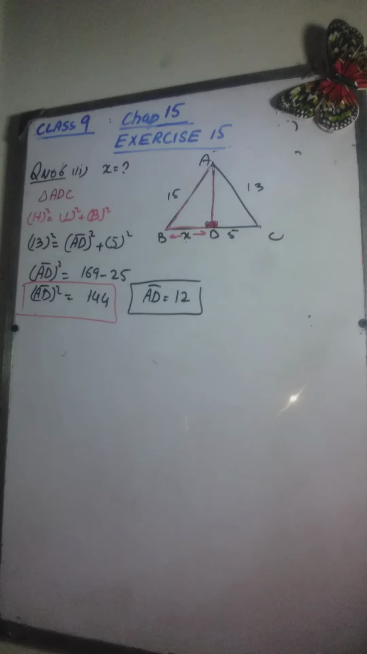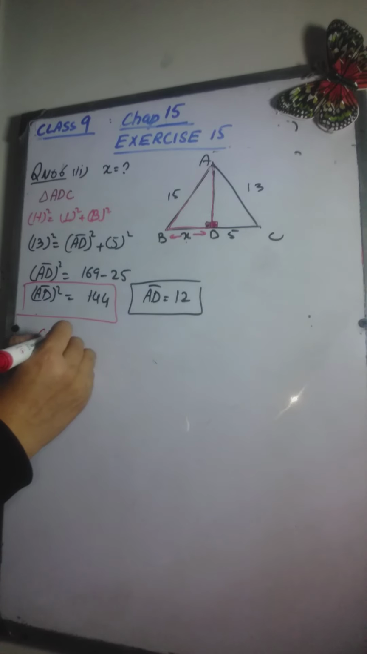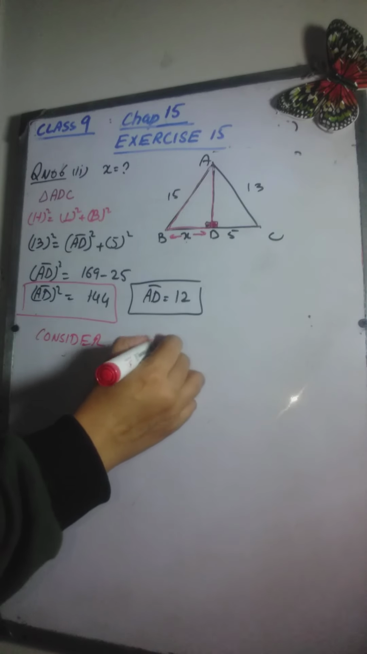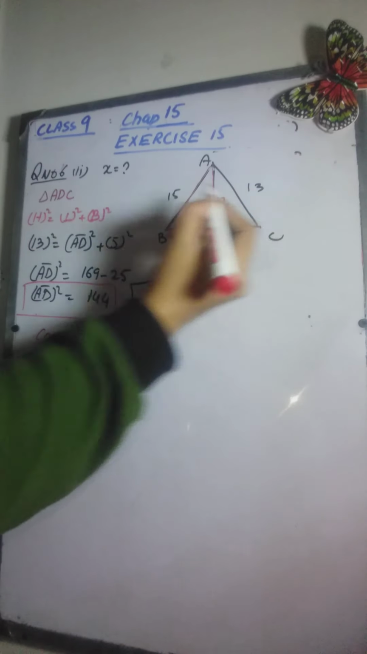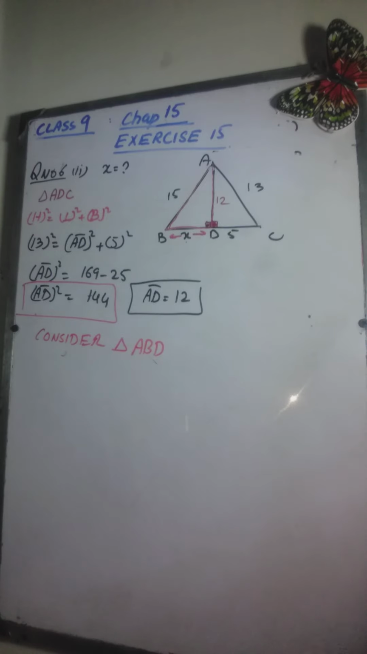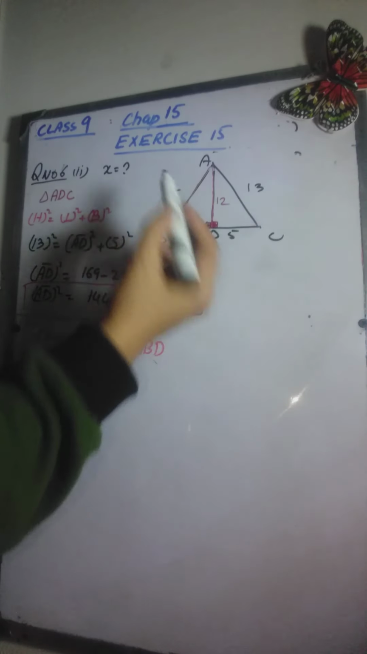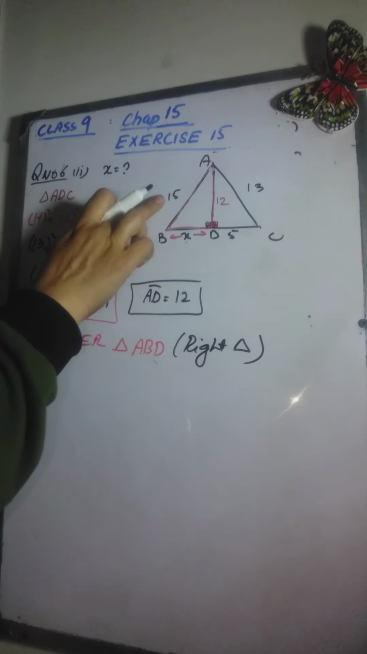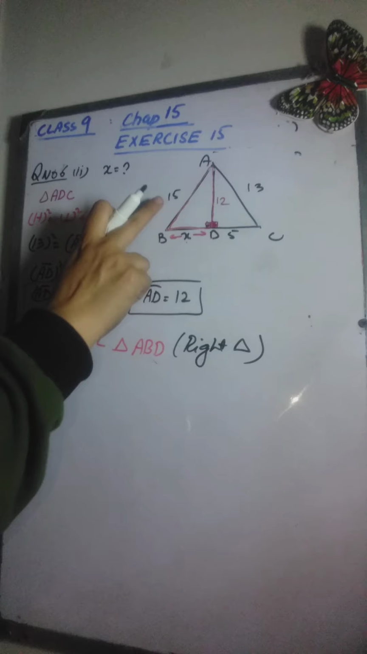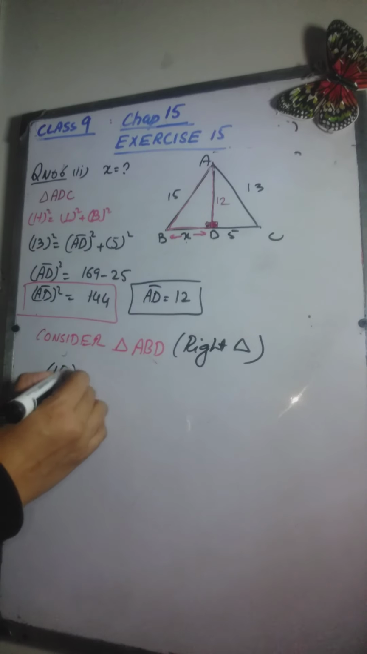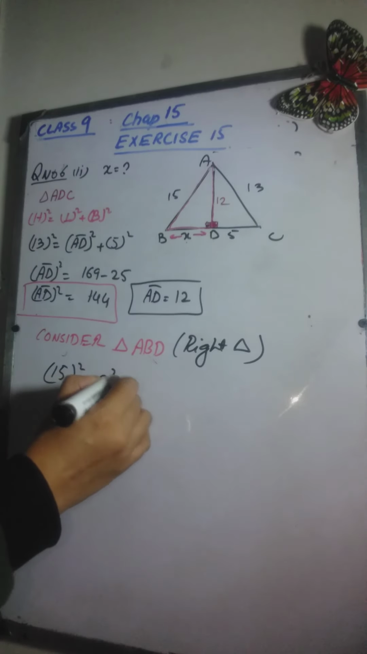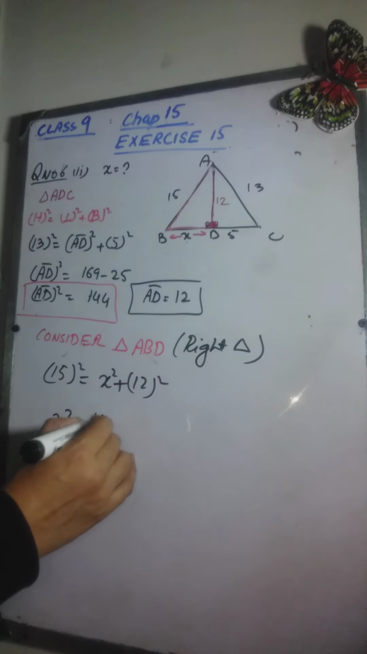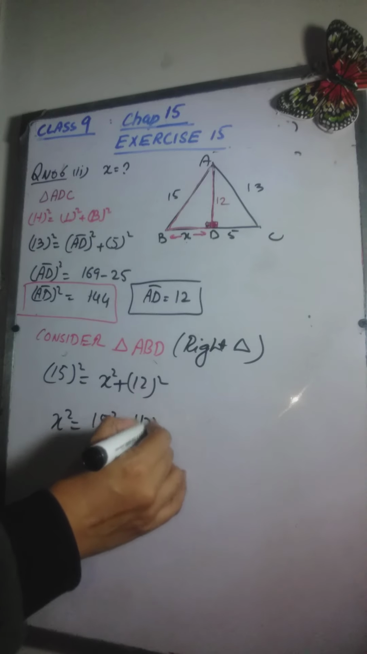Now consider triangle ABD now. Now AD we have found it to be equal to 12 centimeter. Now we know that this is a right triangle. ABD is a right triangle. So the hypotenuse square, which is opposite to the 90 degrees, 15 square will be equal to the base square plus the altitude square. From here we can find x square to be equal to 15 square minus 12 square.